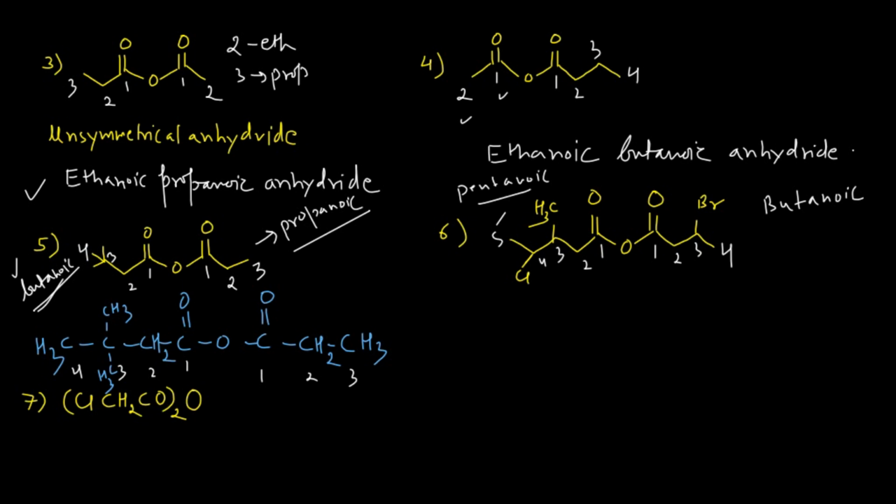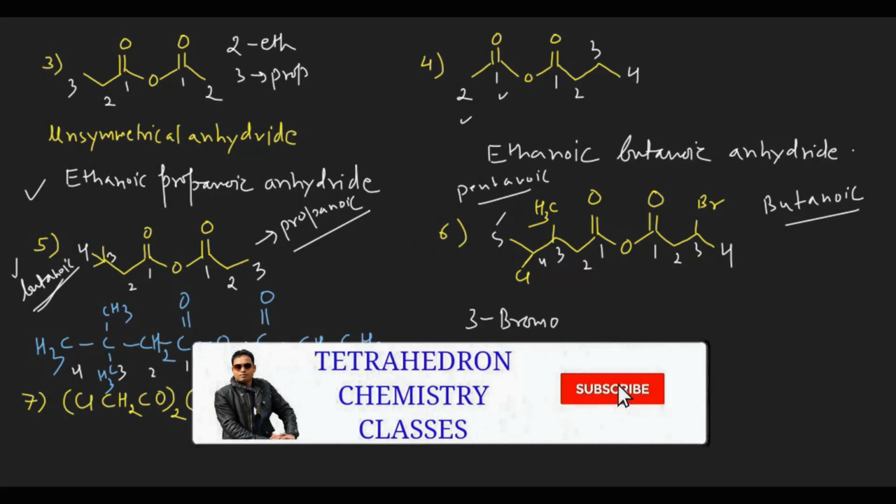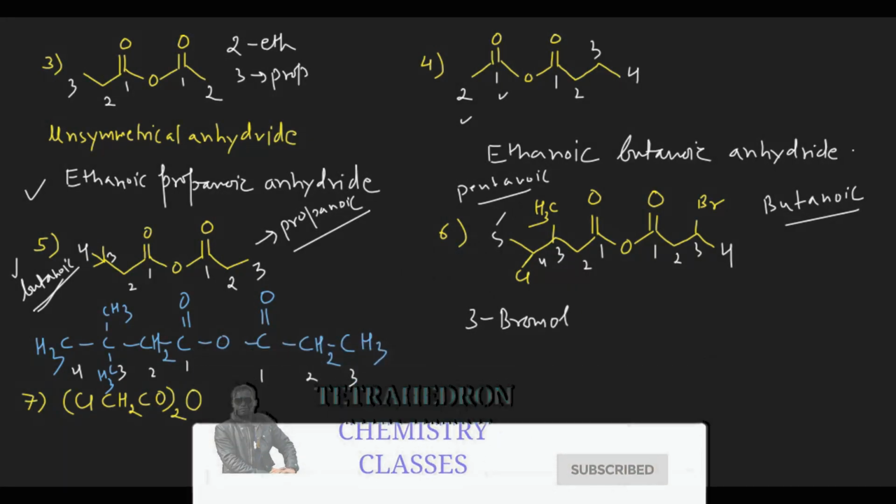Okay, right? So you will write the alphabetical part B. See, in the alphabetical order B comes first, so you will write the butanoic first, and you are also observing that at carbon number 3 you are having the bromine substitution. So while writing the butanoic part, you will write 3-bromo. Okay, and then your butanoic.